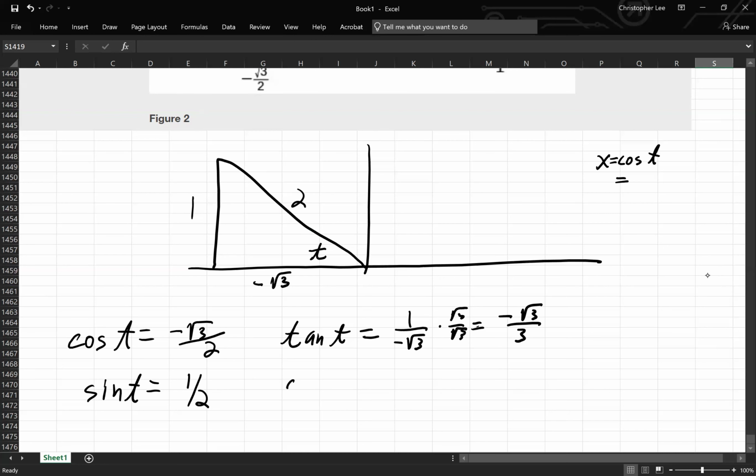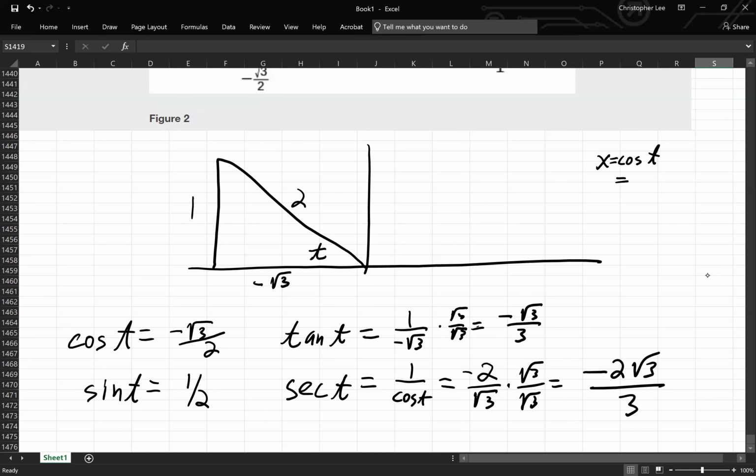What's another one? You want to know the secant? Secant of t. Now we remember secant is 1 over cosine of t. That means all I have to do is flip the cosine of t to that answer I got there. So this is negative 2 over square root 3. But I can't leave it like that because it has a radical in the denominator. So I have to multiply this by radical 3 over radical 3. Final answer: negative 2 radical 3 over 3.